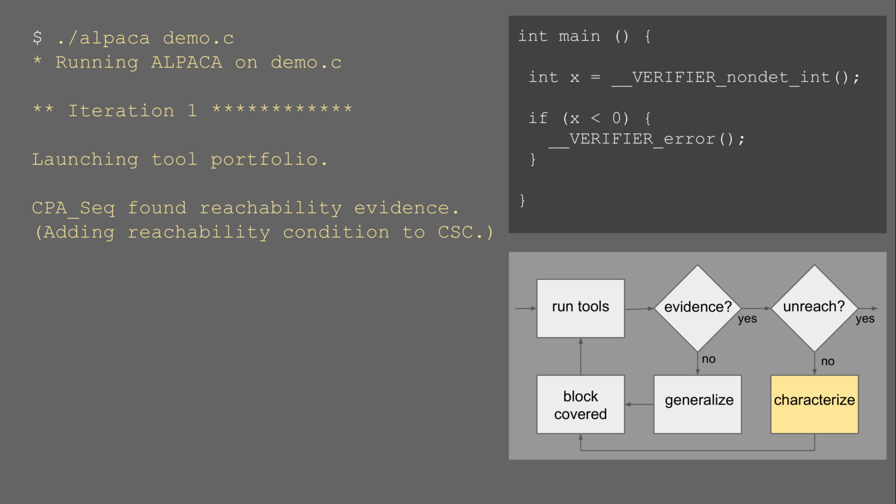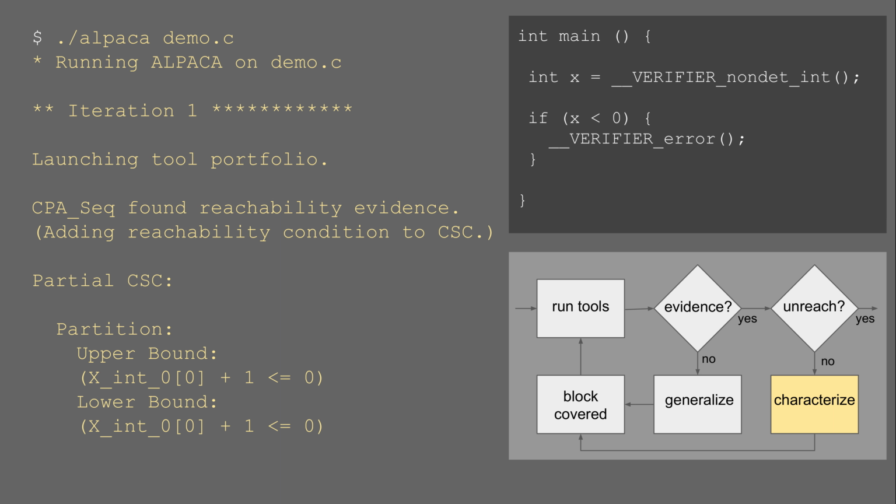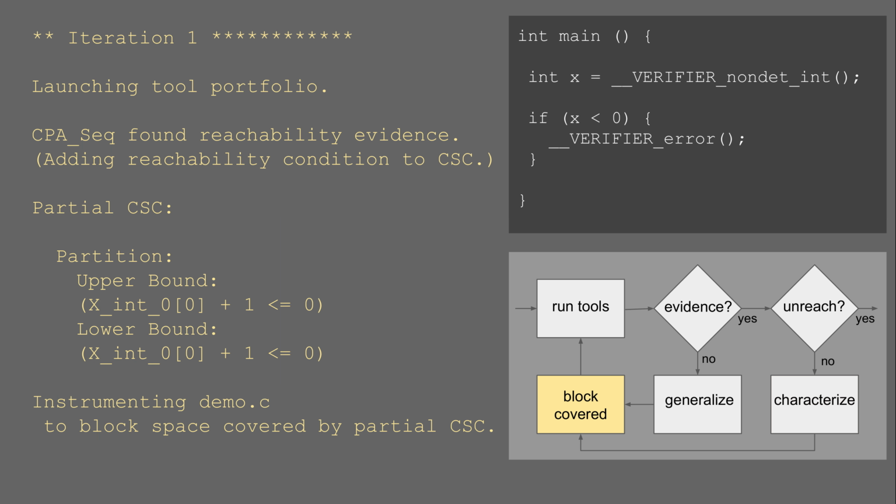The comprehensive state characterization is updated with this path, rewritten in a canonic form. For details about partitions and bounds in a CSC, refer to the technical paper listed at the end of this video. Now part of the state space has been characterized. To characterize the remaining space, the parts that have already been covered are blocked from future analysis. ALPACA does this by instrumenting the program with assume statements. Since it is now known what happens when x is less than 0, the tools are asked if the statement is still reachable, assuming x is not less than 0.